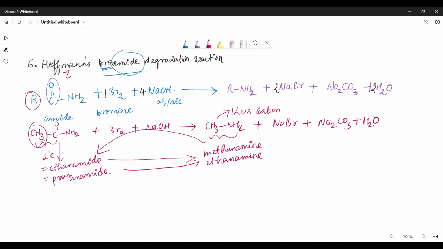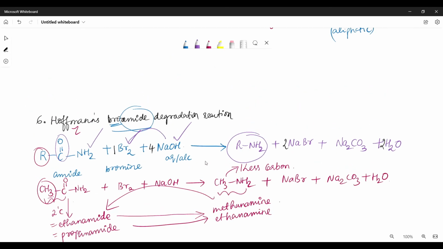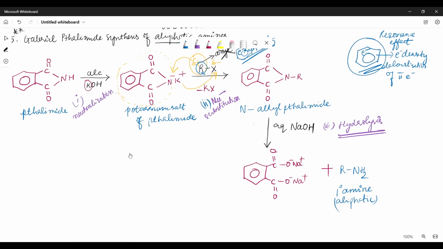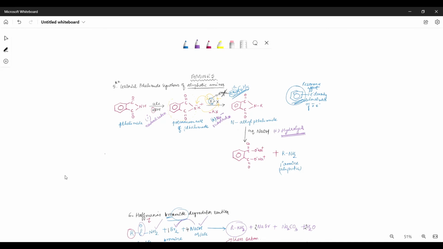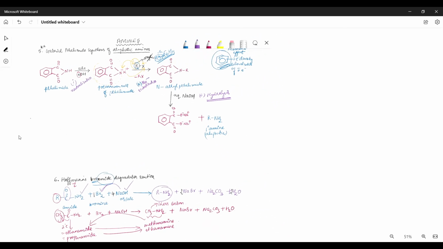Very simple, I guess this was. So Hoffmann's bromamide: amide with bromine and NaOH. Of course, you will get RNH2, that is the amine. And with that, you will get NaBr. CO is there, it will go as carbonate Na2CO3, and aqueous is there, so H2O will come out. So these are the 2 reactions which we learned today. So for today, let us stop here. From the next session, let us continue. Here the preparation of amines is done.